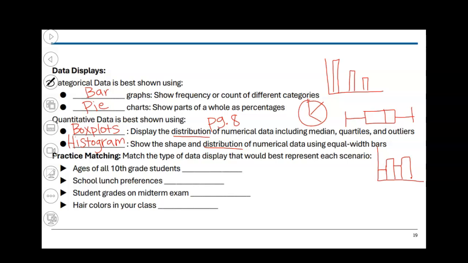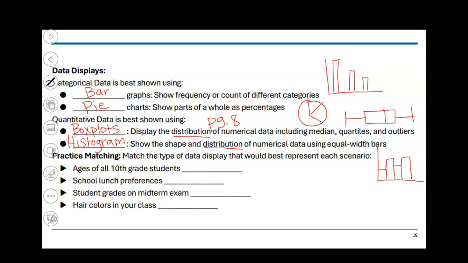All right, can we see the 4 different data types? Bar graphs, pie charts, box plots, and histograms, yes? Okay, now we're going to decide which one is better for the type of data here. Which one is better to use as a display? Number 1, ages of all 10th grade students. Well, first ask yourself, is it categorical or quantitative? The ages of all 10th grade students.